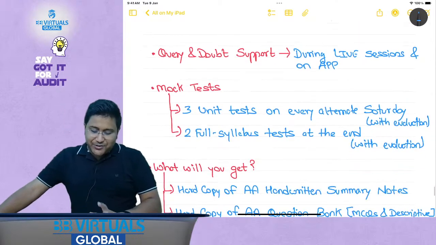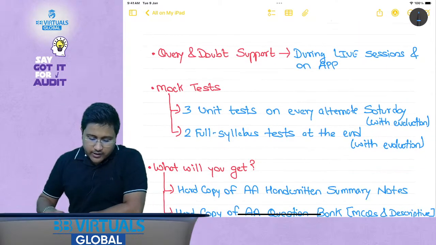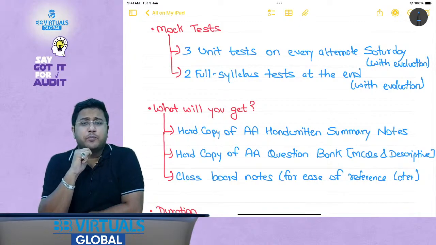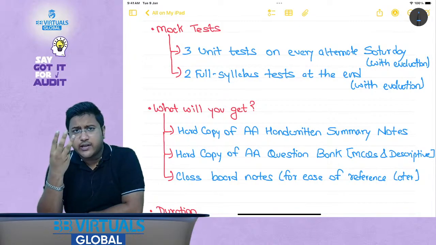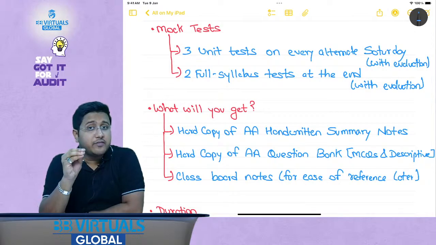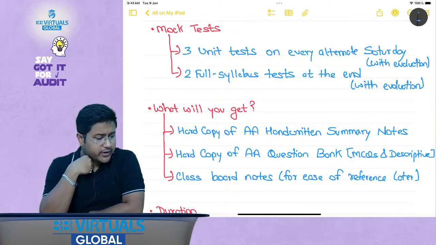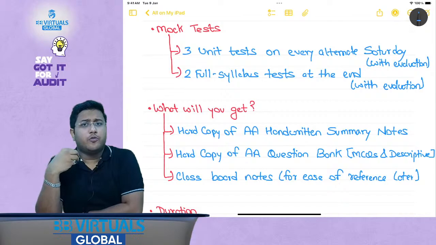Okay, now query and doubt support during live sessions as well as on the app. Mock tests, yes, there would be 5 mock tests conducted: 3 unit tests and 2 full syllabus tests, with evaluation directly by me. I would be evaluating it, and I would be connecting with you for the improvement part.